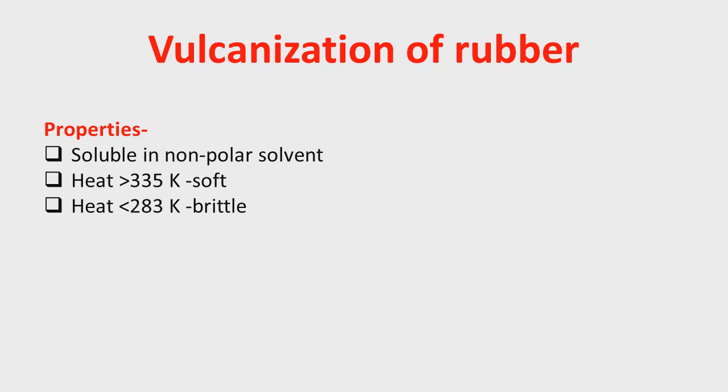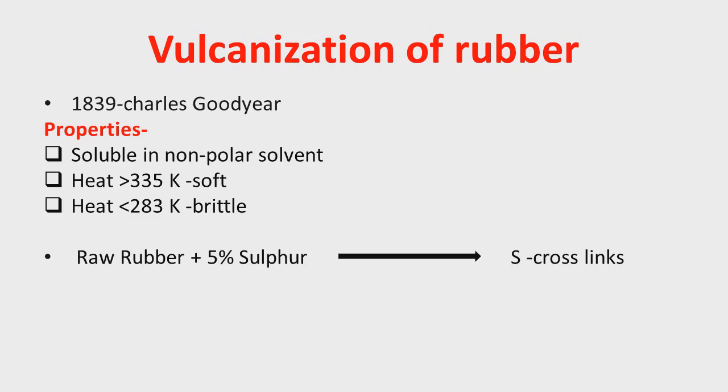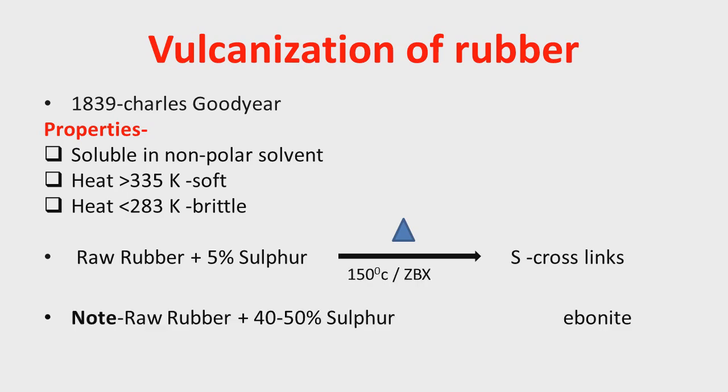Vulcanization of rubber was invented in 1839 by Charles Goodyear. So you have to remember that wherever you see vulcanization, it means that we are doing something with respect to sulfur. So what exactly are we doing? We are changing the natural properties of rubber. What exactly is meant by vulcanization of rubber? In this case, the raw rubber is heated with 5% sulfur at 150 degrees Celsius in the presence of zinc butyl xanthate. So sulfur will do cross linkage at the site of the double bond.